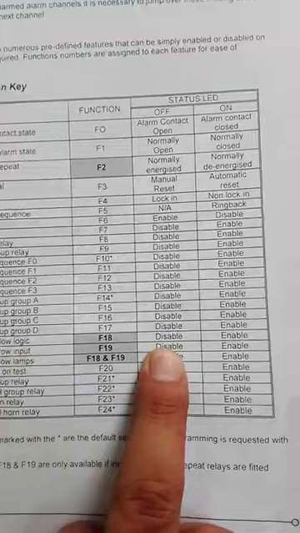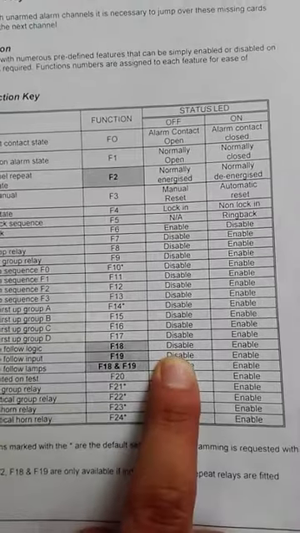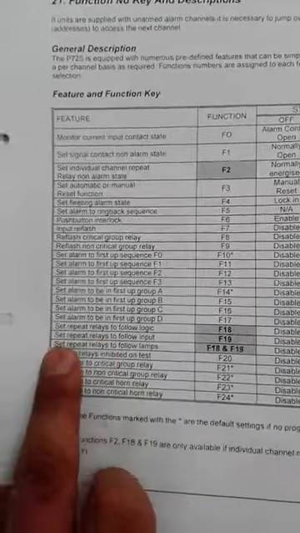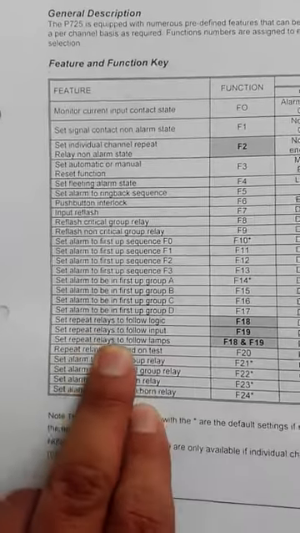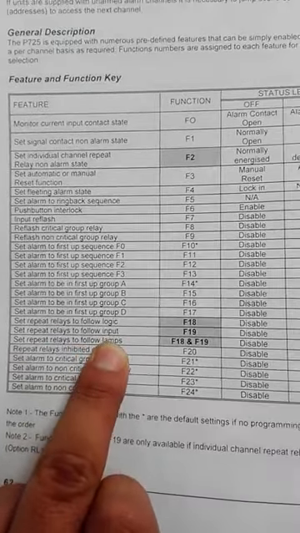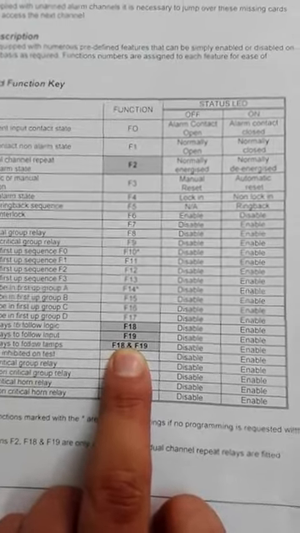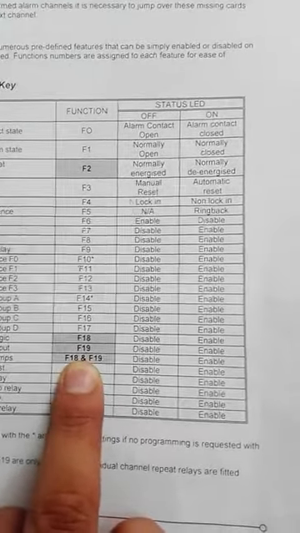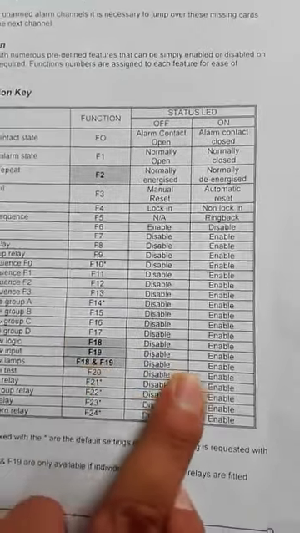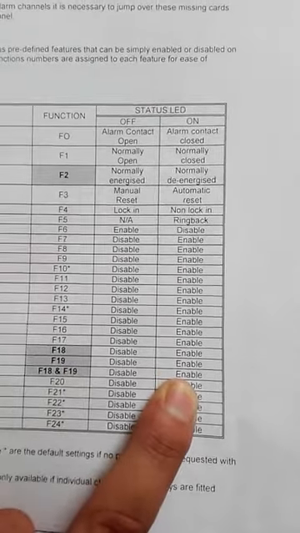F18 we will make it disable for all 16 channels. Then set repeat relays to follow input. We need this function F19, so we will first select the F19, and then for all 16 channels we will make it enable. So this is what the next step I am going to do. Pardon me.